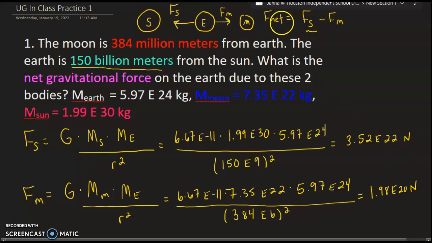So the net force on the Earth is the difference between these two numbers. So subtracting the 2 out, and you should get 3.50 E22 newtons net force.